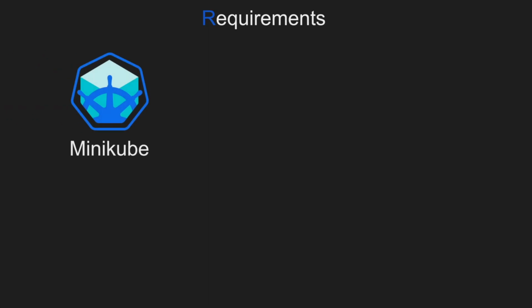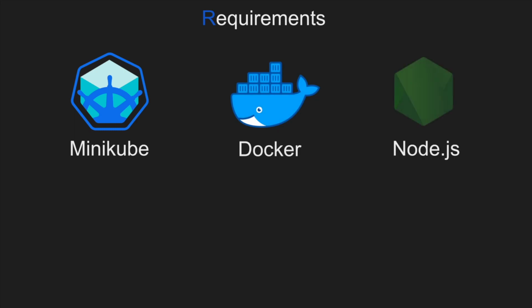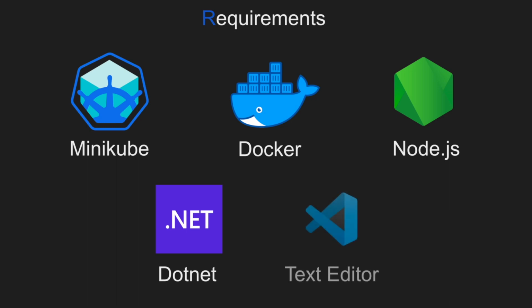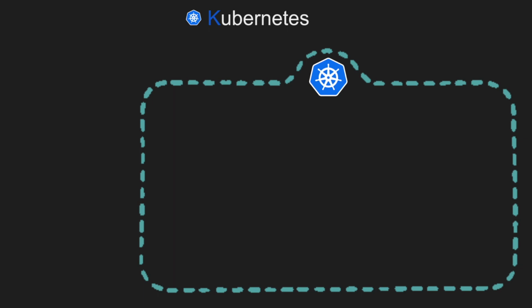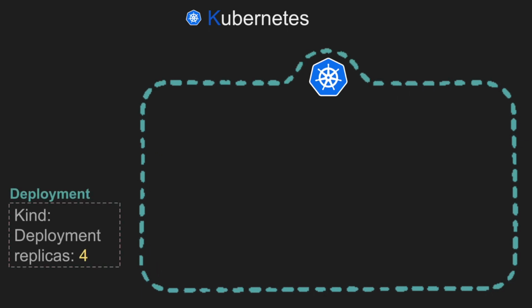So to follow this tutorial, you should have already these requirements: Minikube to emulate Kubernetes in your local environment, Docker to create our container, Node.js for the front-end part, .NET for creating a web API, and finally a text editor to edit deployment files.